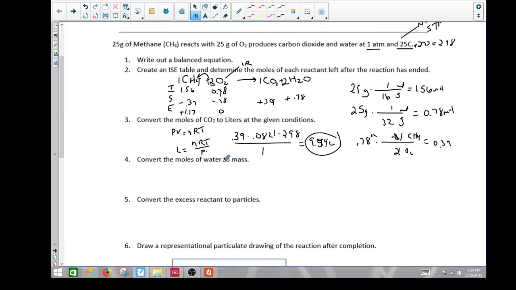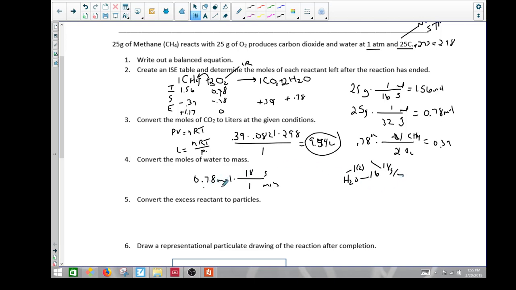Look at that guy. So 0.78 moles. Dot line, get rid of moles, and go to grams. 1 mole is equal to 18 grams. Where'd that come from? Well, H2O, this is 1 times 2, and this is 16. Add those together, and I get 18 grams per mole.